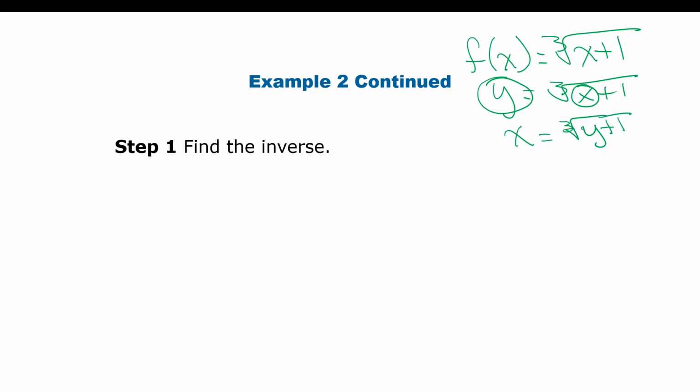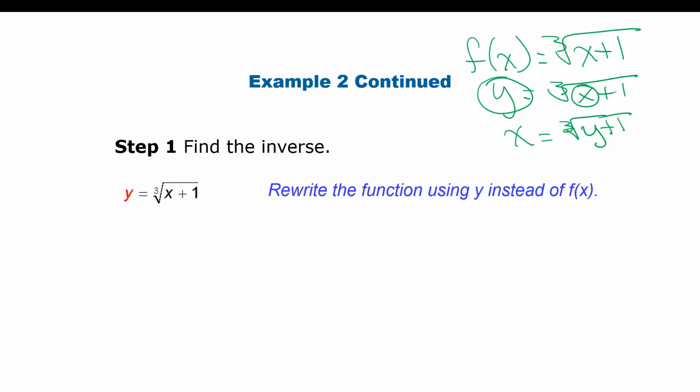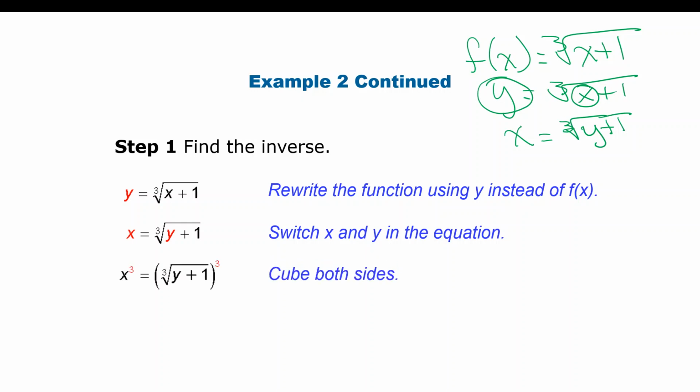All right, so let's go from there. First we want to rewrite our function using y instead of f of x, and then we're going to switch our x's and y's in the equation. Now notice that my index was 3. So if I cube both sides, I end up getting rid of this radical sign. And so when I simplify it, I get x to the third equals y plus 1.